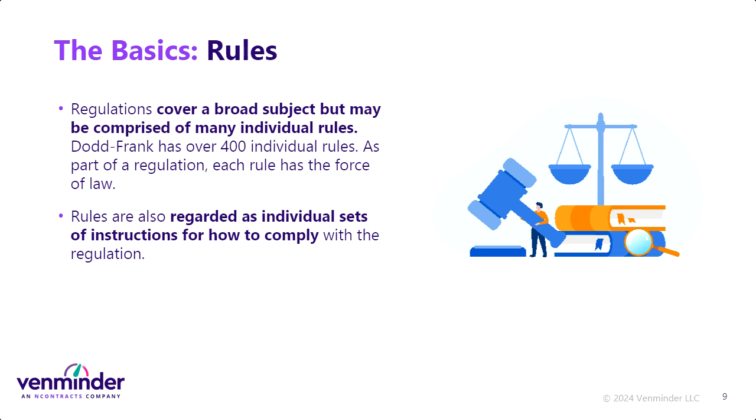The rules are typically individual components of a regulation. Usually each rule is going to address a specific part of the regulation. So for example, Dodd-Frank had over 400 rules, and each individual rule can be considered a law. We also regard rules as sort of individual sets of how to comply with the overall regulation.